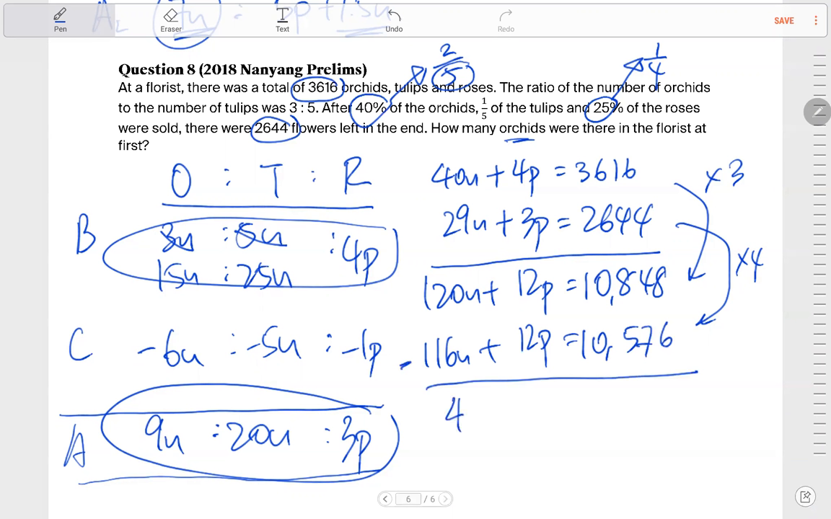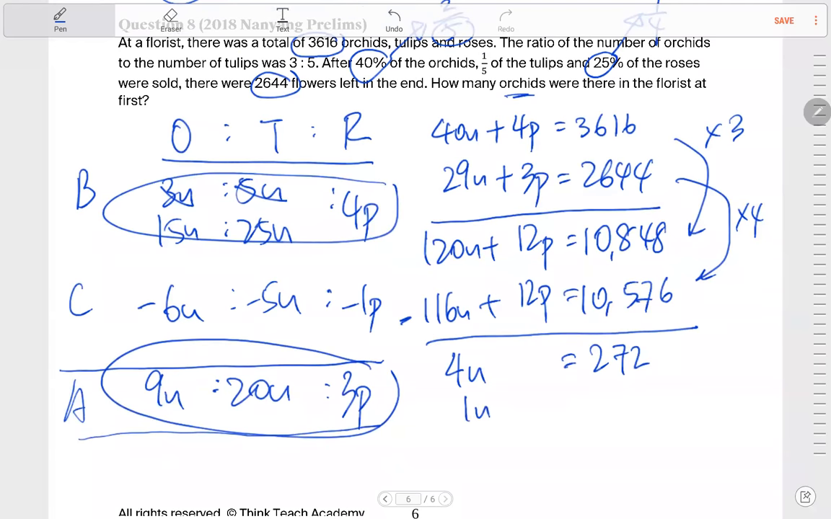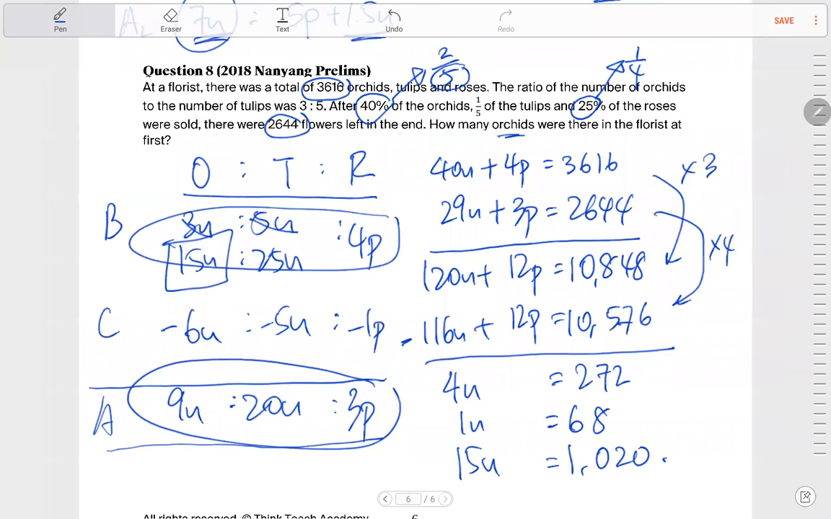Then I take the top equation minus the bottom equation. You realize that I get 4u here. The p cancels out each other. By the top minus the bottom, I get 272. 4u equals 272, 1u equals 68. The question is asking for orchids at first, which is 15u. 15u equals 1,020. So there you go. We've come to the end of this very, very short exercise.